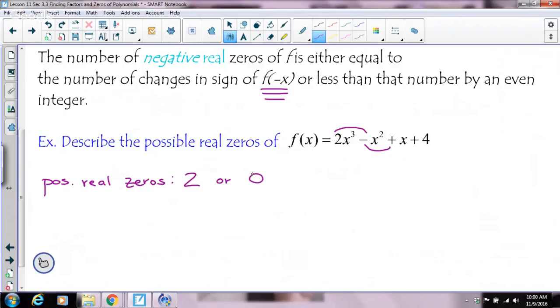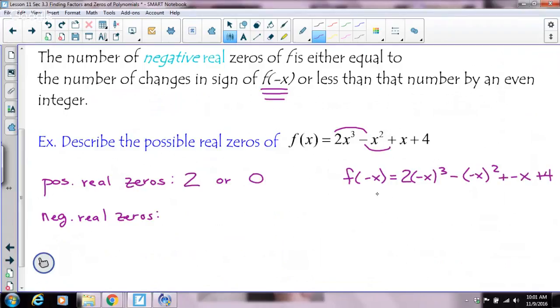So if you find 1, automatically there's going to be another, okay? That's what that means. Now for negative real zeros, over here to the side, I'm going to do f of negative x, and substitute in negative x. So 2 times quantity negative x cubed minus quantity negative x squared plus negative x plus 4. And then I simplify. What is negative x cubed?